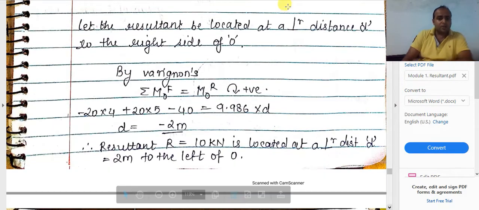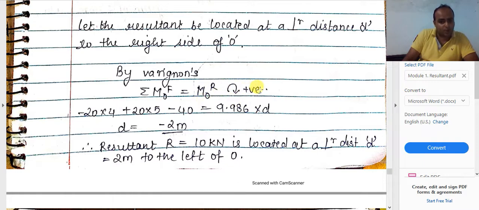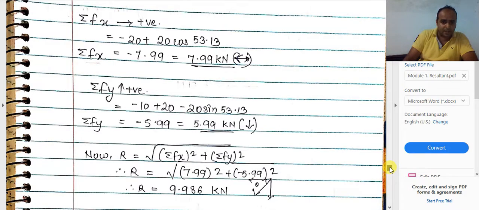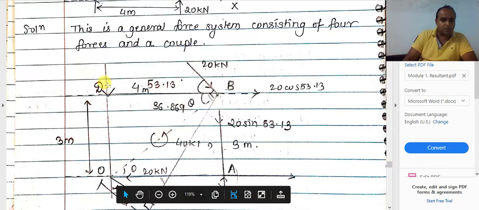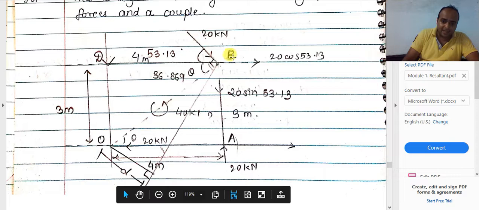Okay. So by Varignon's theorem, algebraic sum of moment of all the forces about O is equal to moment of resultant about O, acting in clockwise sense is positive. Let us see how the formulation will be done for the Varignon's theorem. I'll go back to this diagram. Since this force is acting at O, and even this force is acting at O, these forces will be omitted straight away. Now, what are left out? Only this 20 kilonewton force and this 20 kilonewton force and this couple will be considered.